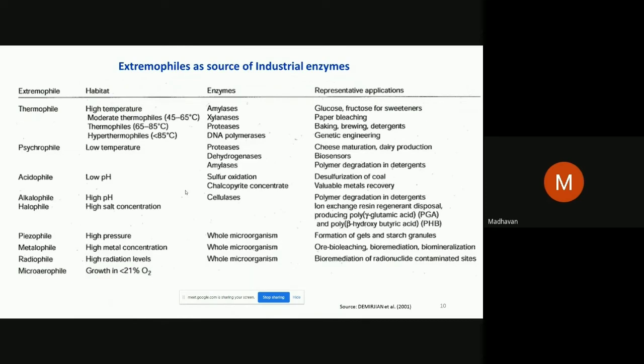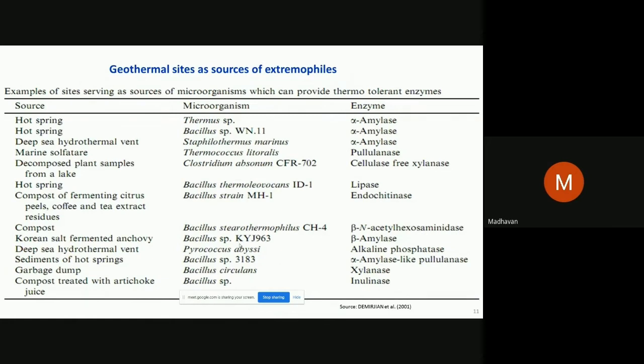So these are the extremophile categories, and you can see what type of habitat it is. As per the name indicates, you have the habitat there, and you can see that amylases, xylanases, and proteases can all be obtained from extremophiles. The same goes for geothermal sites, which are the areas for these extremophiles. They are hot springs, deep sea hydrothermal vents, marine sulfur, or decomposed plant samples, compost, sediments of the hot springs, garbage dumps.